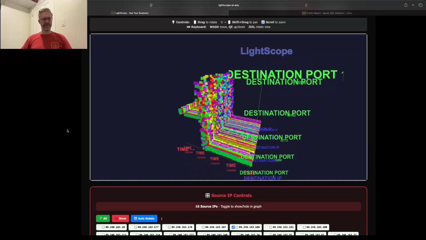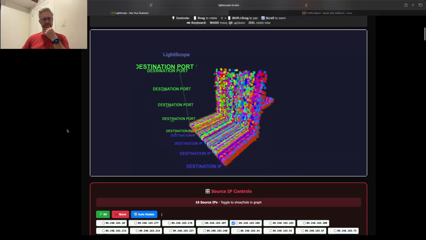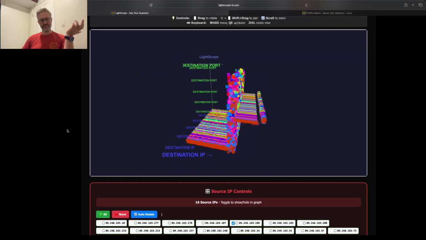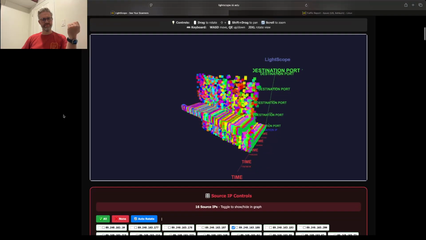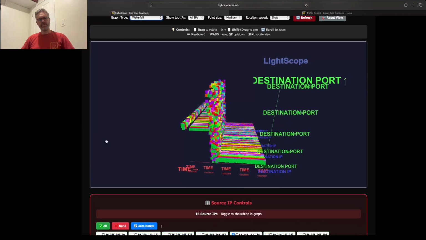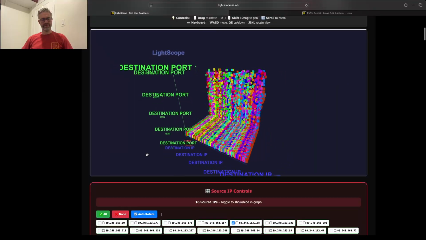All right, so let's talk about the Dutch waterfall. People who monitor their networks have noticed a lot of scan traffic coming out of the Netherlands. This is for Lightscope, part of my research. You can visit the website and see all this yourself. What you're looking at here is what the scan coming out of the Netherlands looks like.